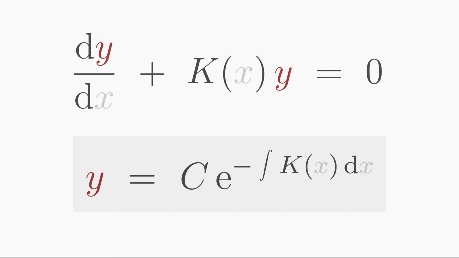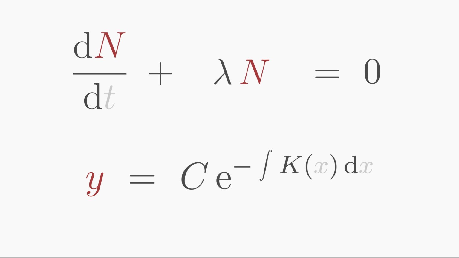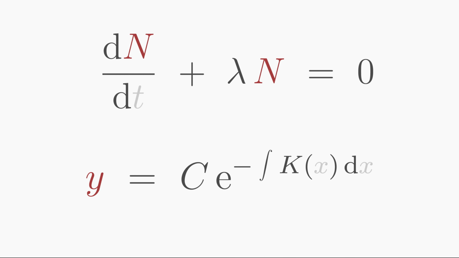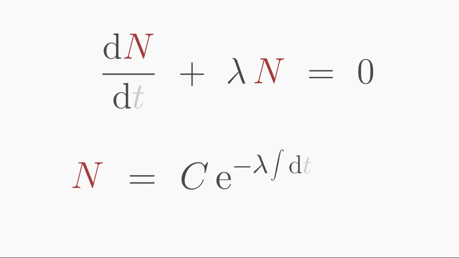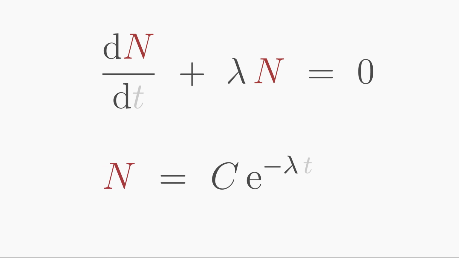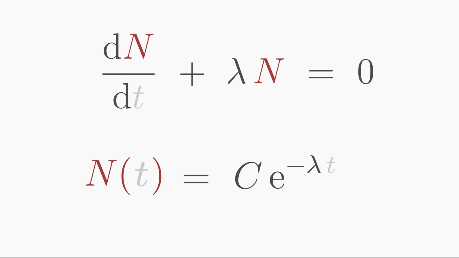For example, let's look at the differential equation for the radioactive decay law. In this case, the searched function y is the number of not yet decayed atomic nuclei n, and the variable x corresponds to the time t. And the coefficient k in this case is a decay constant lambda. According to the solution formula, you have to integrate the coefficient, that is the decay constant lambda, over t. Integrating a constant just gives t. And we already have the general solution for the decay law.